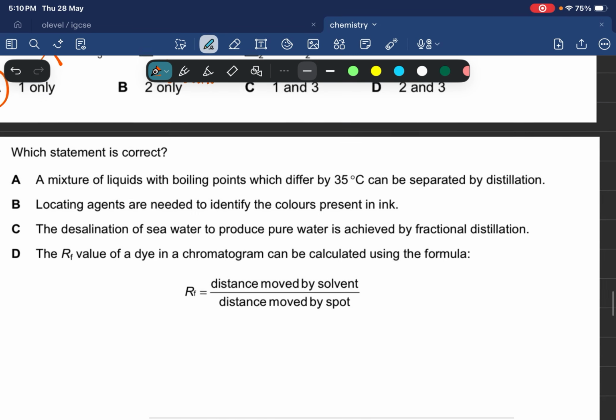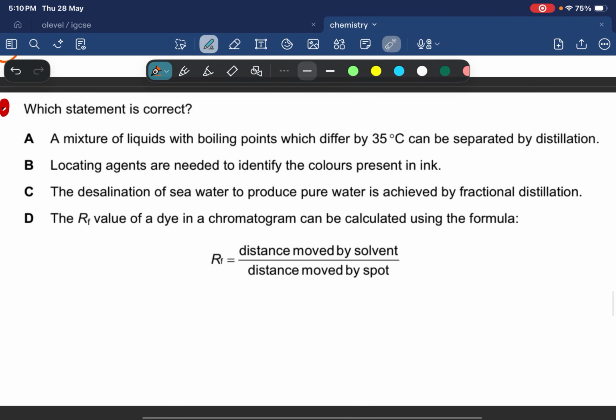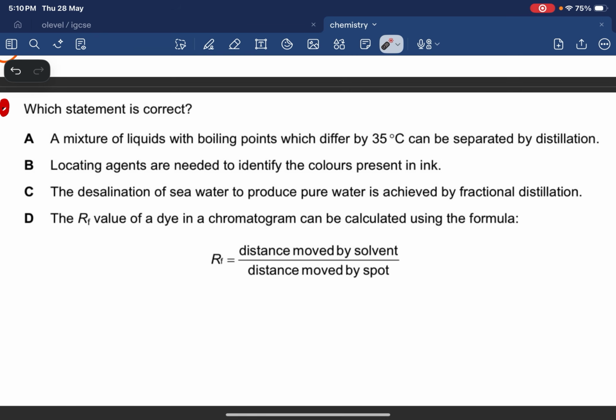Which statement is correct? Okay. A mixture of liquids. These statements are going to make you go crazy. You have to read them with a very good mindset, otherwise you're going to get confused. A mixture of liquids with boiling points which differ by 35 degrees Celsius can be separated by distillation.